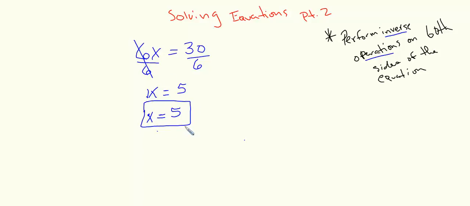All right, here we go. Next example. Let's do x divided by 3 equals 9. So a number divided by 3 is equal to 9. We're going to do the inverse of division, or the opposite of division, to get our x by itself. So what we're going to do is multiply both sides by 3.